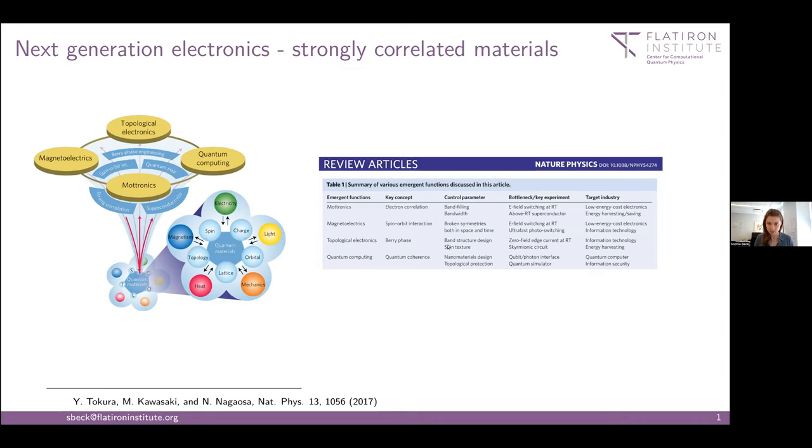This image and this table I took from this Nature article, where the authors identify four emergent functions for next generation electronics. And obviously the one that I want to focus on is labeled as Mottronics, where the key concept is electron correlation. And so the idea is that we can use control parameters such as band filling by doping or bandwidth control by applying pressure as knobs for technological applications like high efficiency electronics or energy harvesting devices.